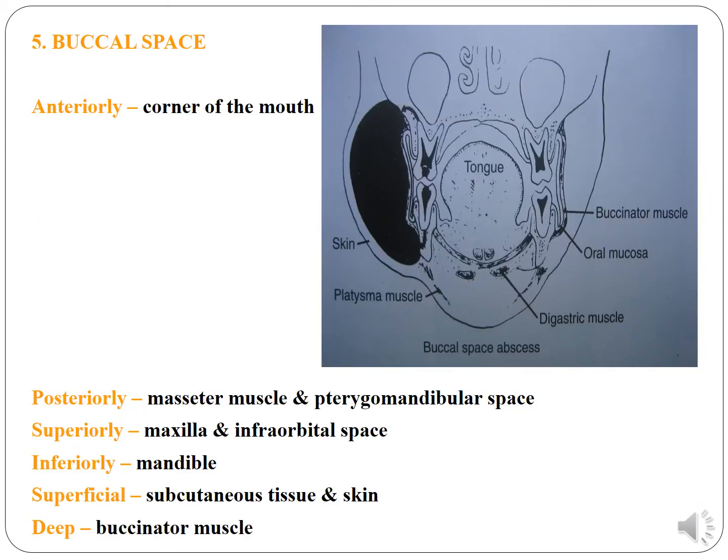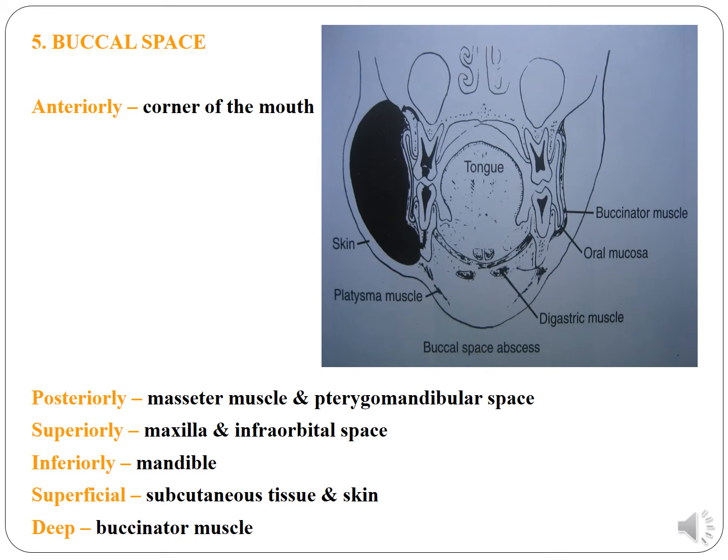And the buccal space infection, this is a very common thing. I think you would have seen one or two cases come into our clinic as well. This is a buccal space infection in which the cheek is blown up like a balloon. That's a very common infection, because most mandibular first molars and maxillary first molars will give rise to buccal space infection. The boundaries are anteriorly the corner of the mouth, posteriorly the masseter muscle, superiorly the maxilla and infraorbital space, inferiorly the mandible, superficially the skin and subcutaneous tissue, and deeply the buccinator muscle. This is just lateral to the buccinator muscle.